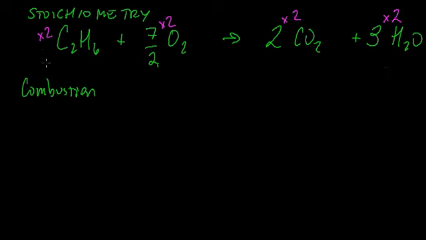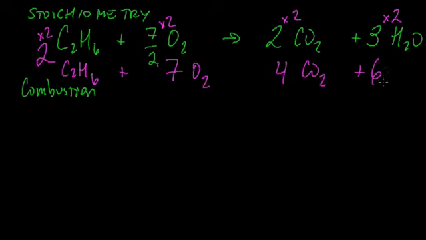So 2 times 1 is going to give us 2. 7 halves times 2 is going to give us 7. 2 times 2 is going to give us 4. 3 times 2 is going to give us 6. And that is going to be our new balanced chemical equation. Two molecules of ethane, C2H6, plus 7 molecules of O2 gives us 4 molecules of carbon dioxide and 6 molecules of water.